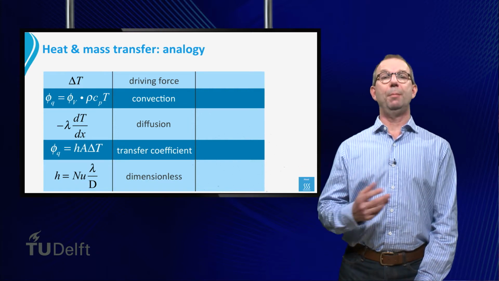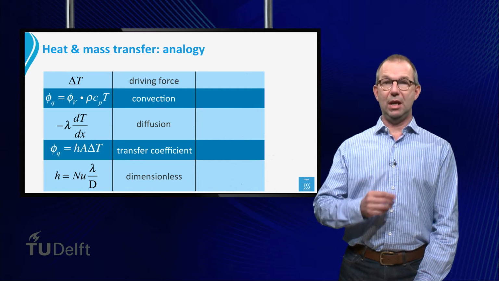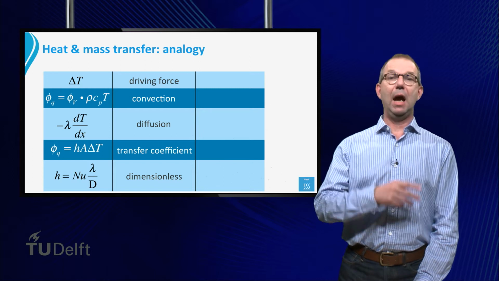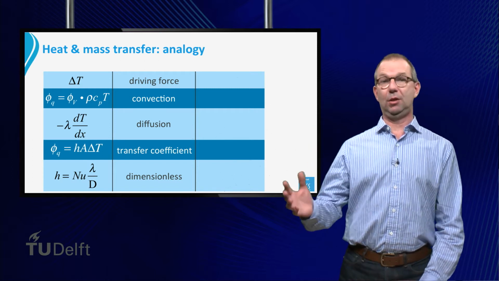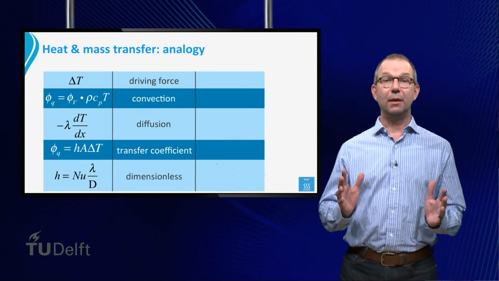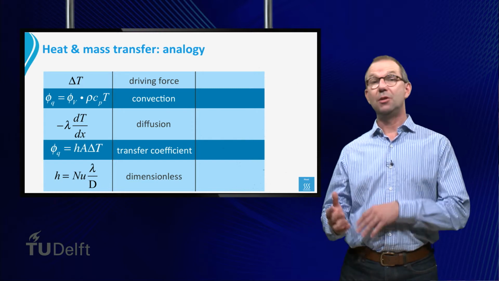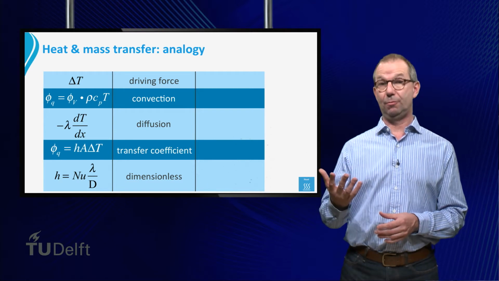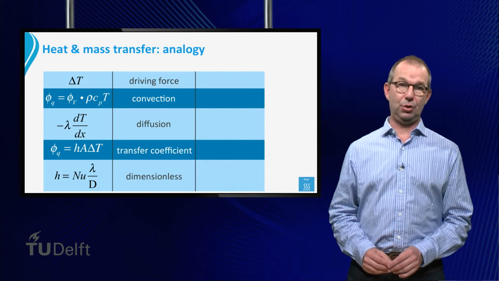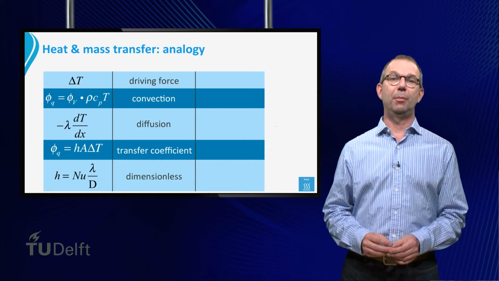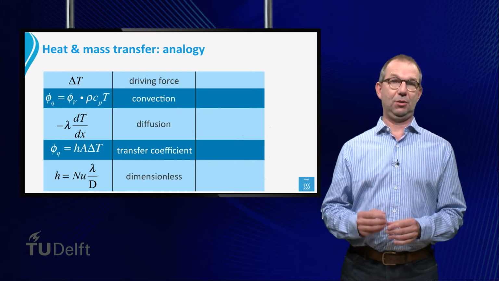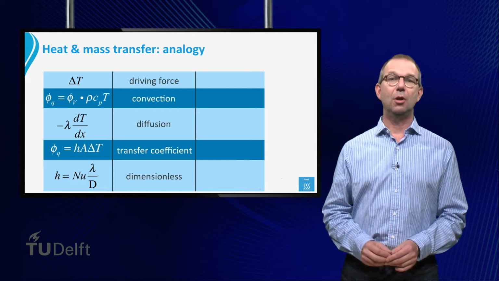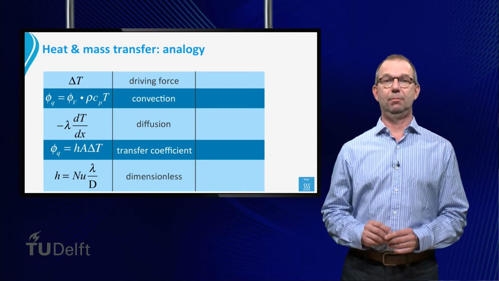In a first approximation, we used that the heat flow is proportional to the driving temperature difference and to the area through which the heat flows. Everything that is not captured by A times delta T is put in a heat transfer coefficient H. We further introduced the dimensionless Nusselt number that linked the first estimate of H, namely the steady state conduction through a flat plate, to the true value of H.